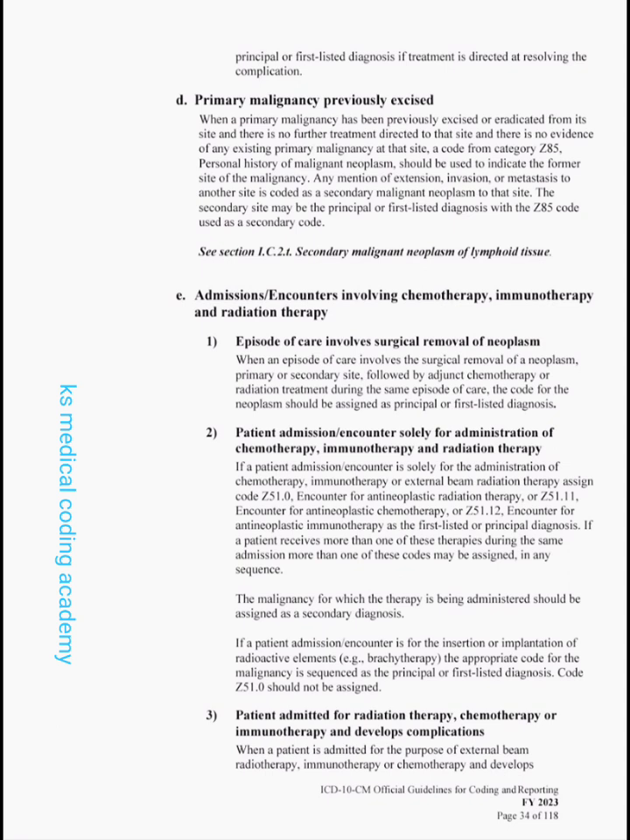2. Patient admission, encounters solely for administration of chemotherapy, immunotherapy and radiation therapy. If a patient admission, encounter is solely for the administration of chemotherapy, immunotherapy or external beam radiation therapy, assign code Z51.0, encounter for antineoplastic radiation therapy, or Z51.11, encounter for antineoplastic chemotherapy, or Z51.12, encounter for antineoplastic immunotherapy as the first listed or principal diagnosis. If a patient receives more than one of these therapies during the same admission, more than one of these codes may be assigned, in any sequence. The malignancy for which the therapy is being administered should be assigned as a secondary diagnosis.